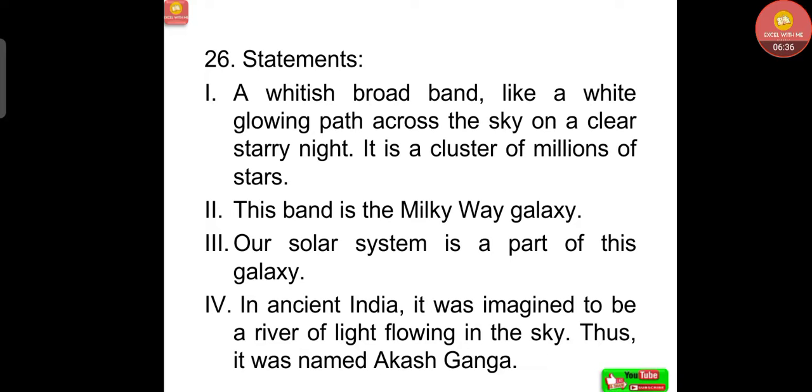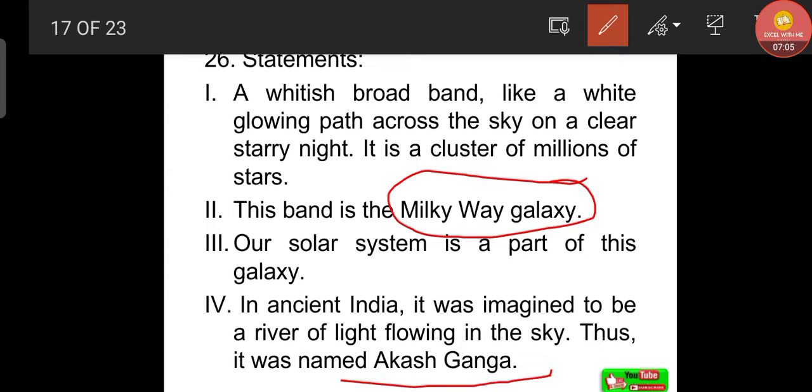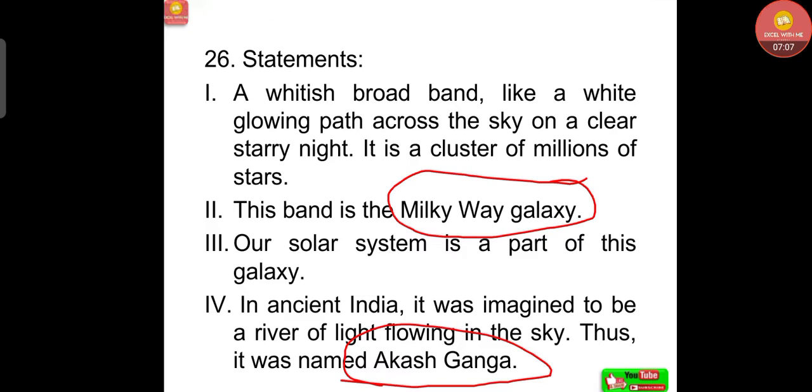Now next one, a whitish broad band, like a white glowing path across the sky on a clear starry night. It is a cluster of millions of stars. This band is the Milky Way galaxy. Very important point we have to remember. Our solar system is a part of this galaxy. In ancient India, it was imagined to be a river of light flowing in the sky. Thus, it was named Akash Ganga.